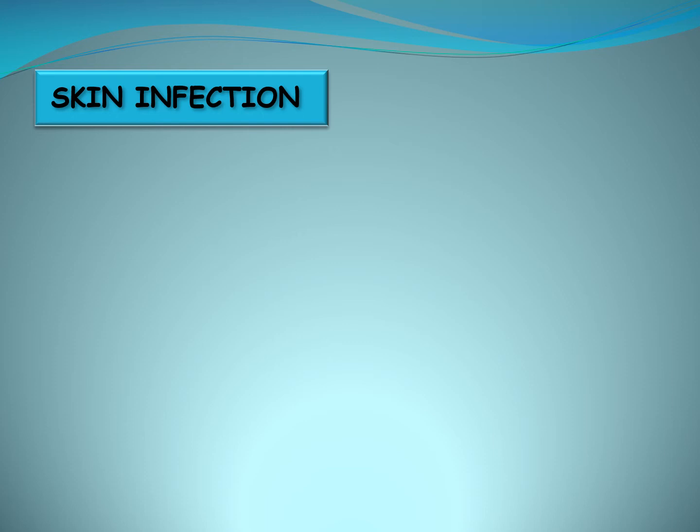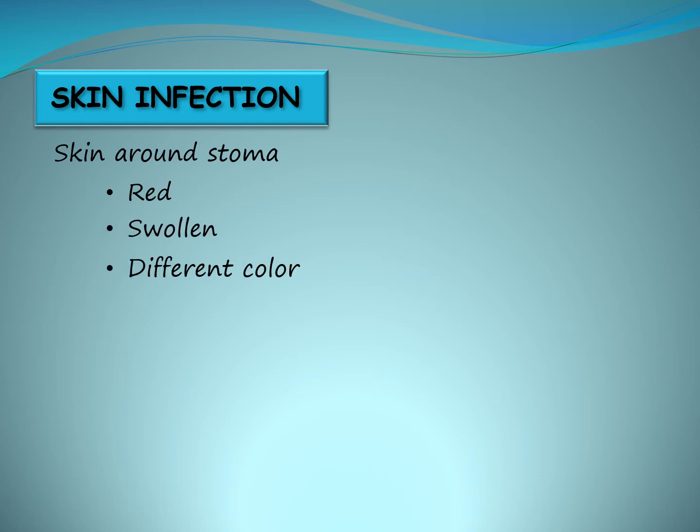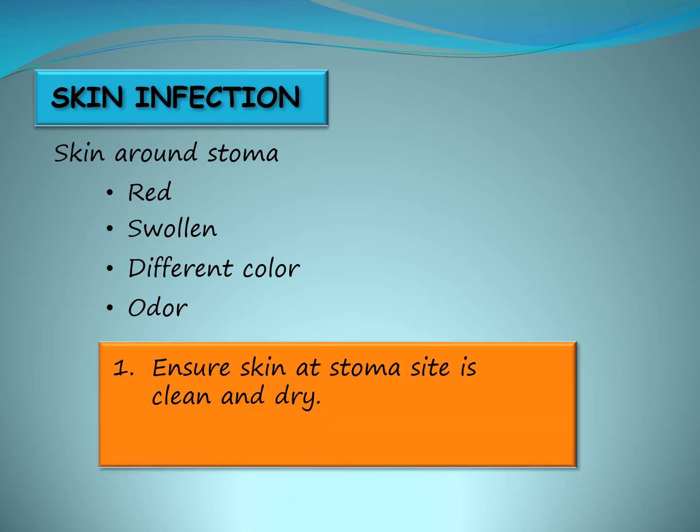The child may have a skin infection at the stoma site if the skin around the stoma is red, swollen, a different color, or has an odor. Ensure the skin at the stoma site is clean and dry. If you see any of these symptoms, call the parent.